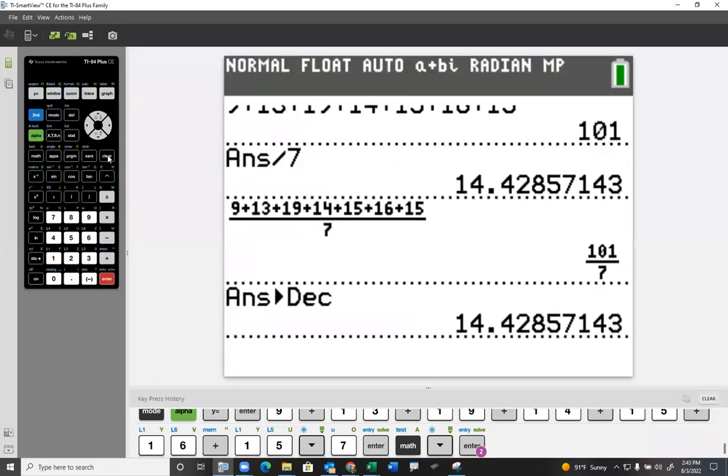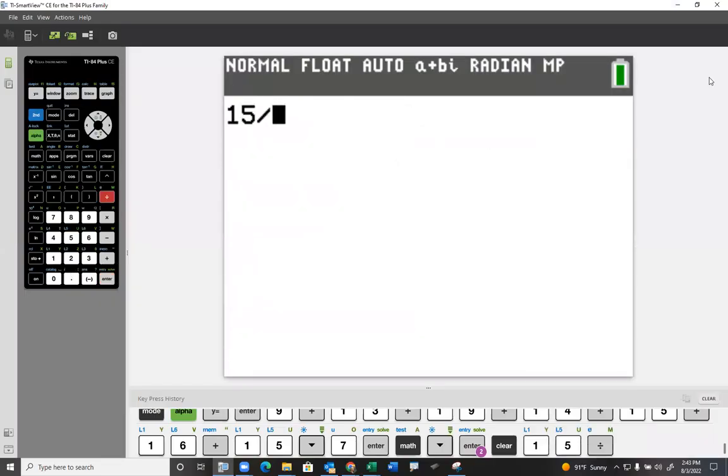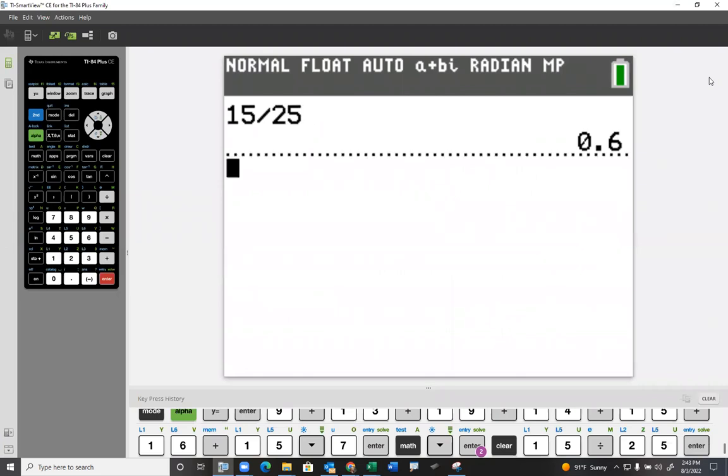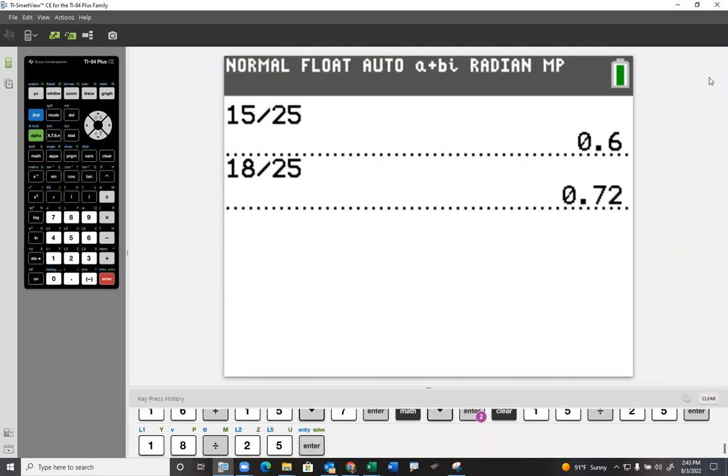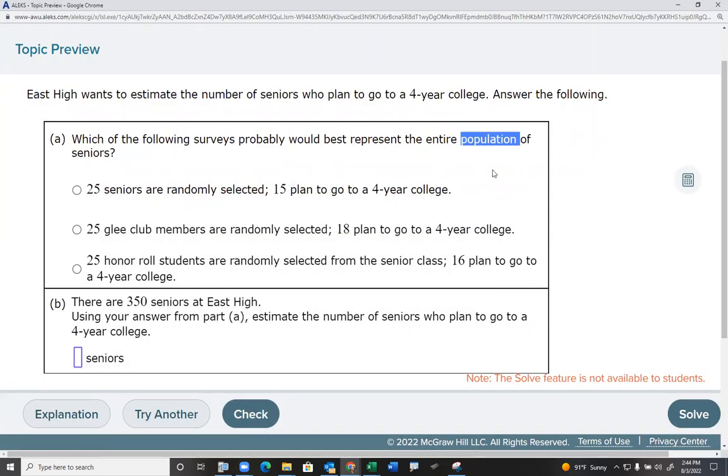However, we could say, well, 15 out of 25. Okay, so the first sample says 60% are going to a 4-year college. The second sample says 72%. Well, I think there's an argument to say that's pretty significantly different. All right, so what about the last one? 25 honor roll students are randomly selected from the class and 16 plan to go to a 4-year college. Okay, first of all, I would expect that number to be higher, but whatever. That is quite close to the 15. That's going to be 64%.